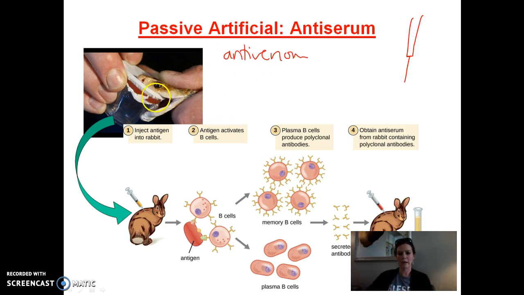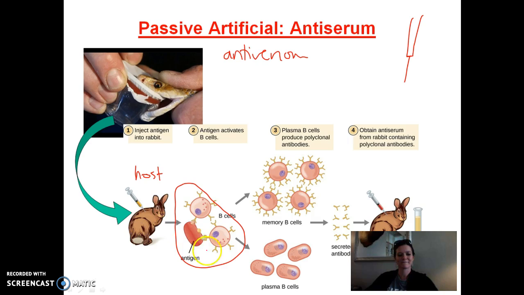So you take the snake, you milk the snake, which means that you get the venom out and you collect it. That venom is then injected into some sort of a host animal, a rabbit in this case. A lot of times they use horses because of the large volume of blood that's available. As the venom gets injected into the host, this is going to create the natural exposure of this antigen.